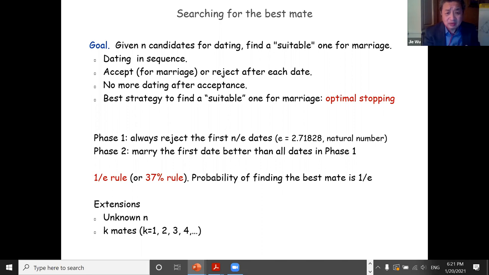Because you don't really know the future and you don't know the quality of the people, right? I assume that the quality of a person, a numerical number, follows some kind of uniform distribution, so there is no specific distribution.